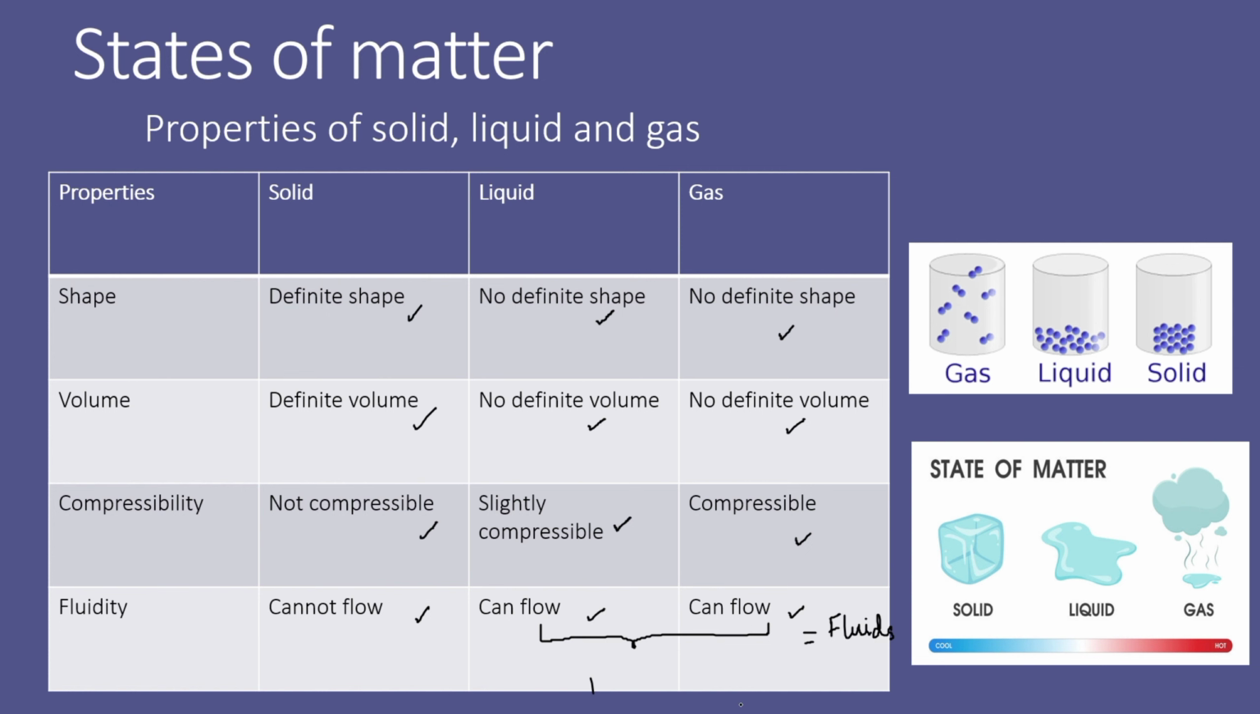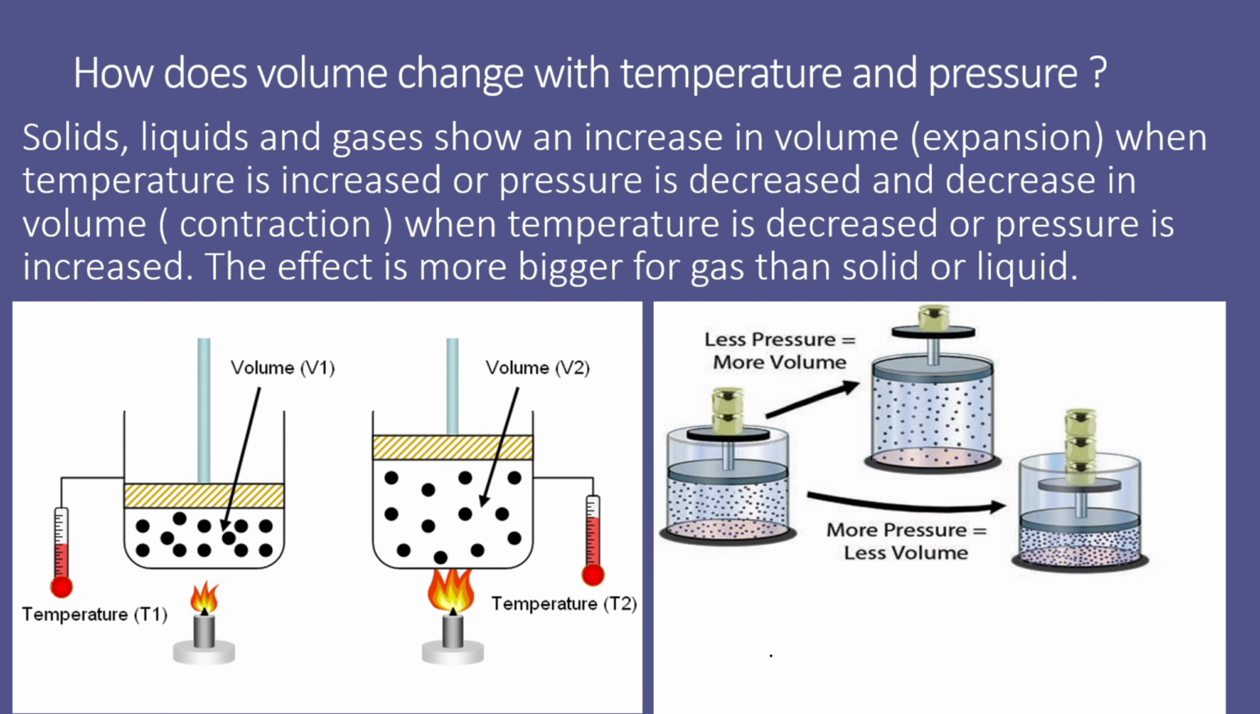Now, how does volume change with temperature and pressure? Solids, liquids and gases show an increase in volume, which is expansion, when temperature is increased or pressure is decreased, and a decrease in volume, which is called contraction, when the temperature is decreased or pressure is increased. And this effect is more prominent for gases than solids or liquids.